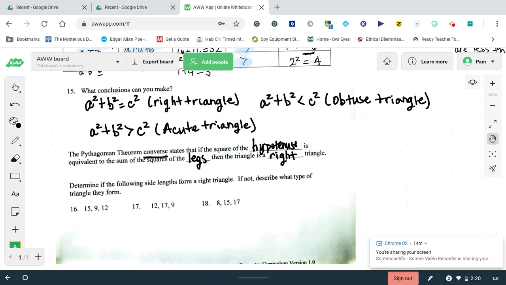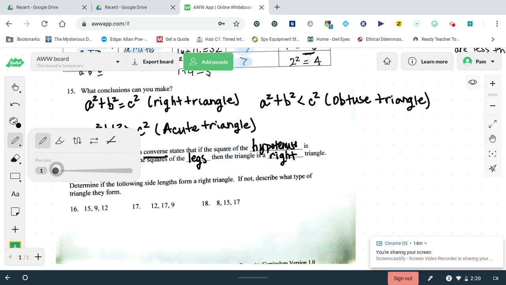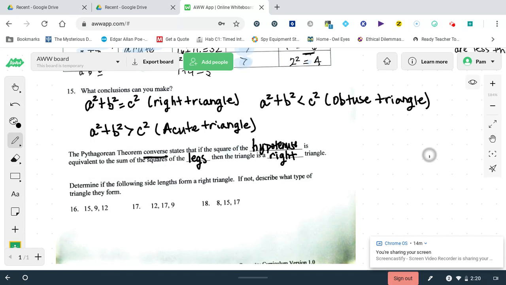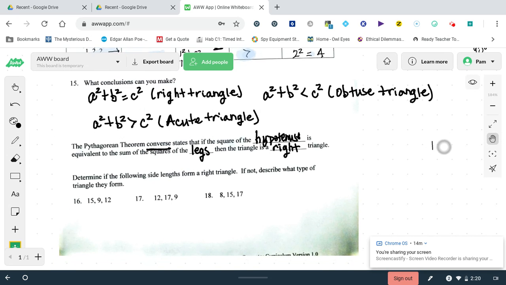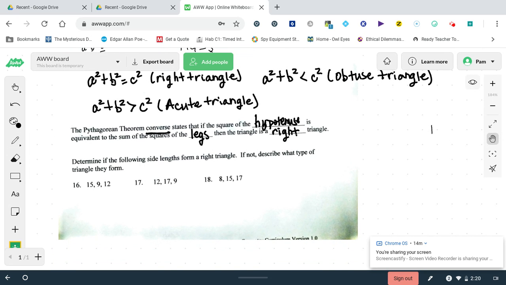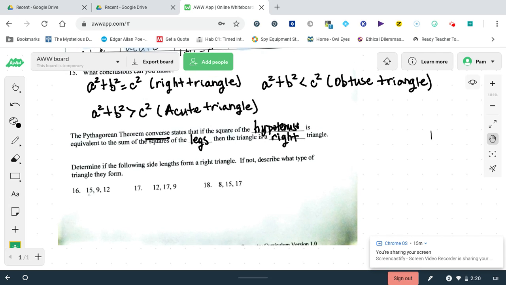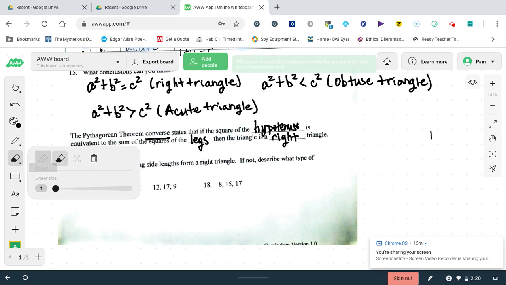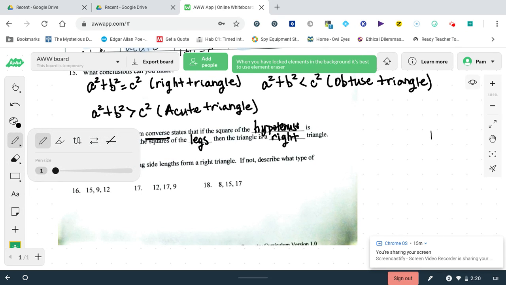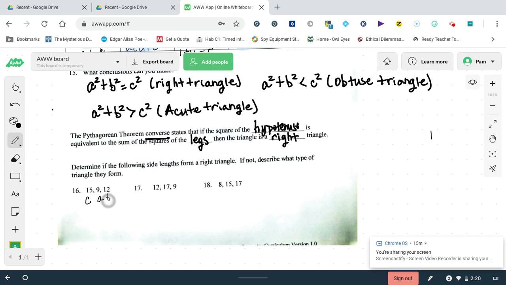All right, so we're going to use these things right in here to help us with these. It says determine if the following side lengths form a right triangle. If not, describe what kind of triangle they form. All right, so let's take a look. Remember, the longest side is C. So that's the longest side, so it has to be C. And therefore these two have to be A and B.